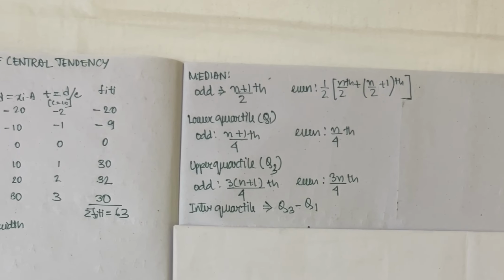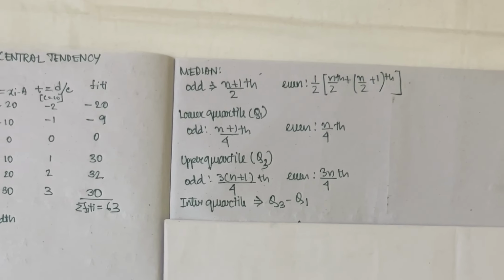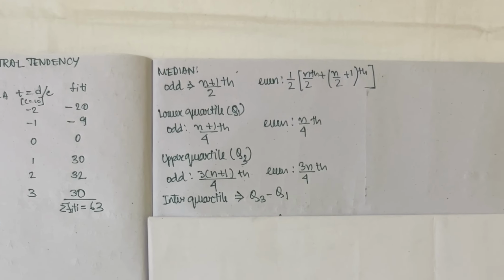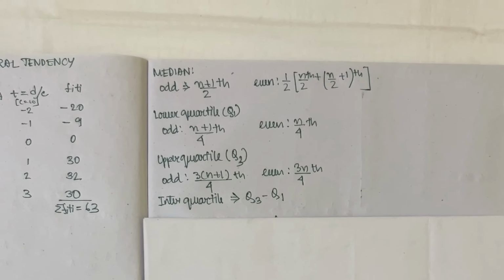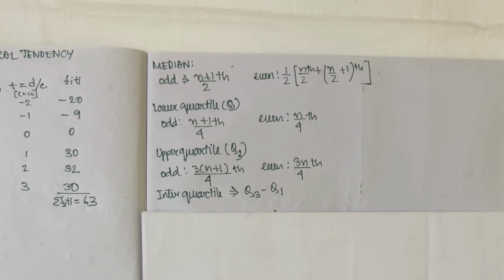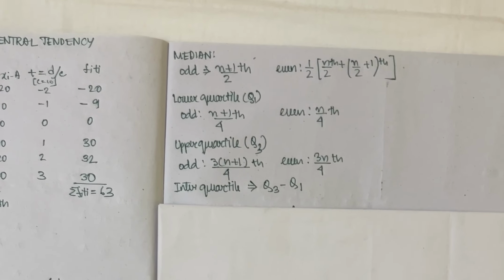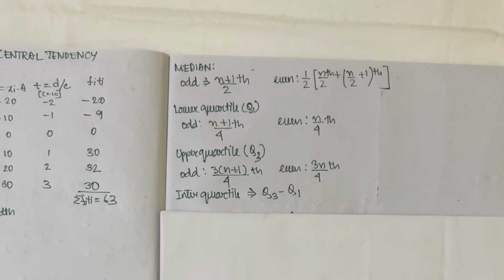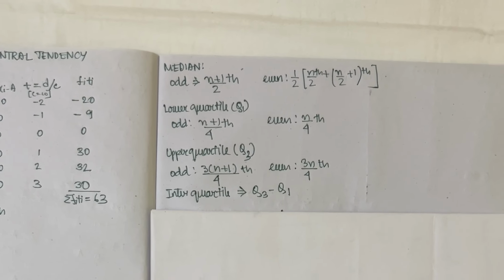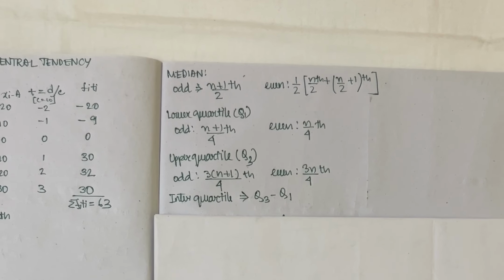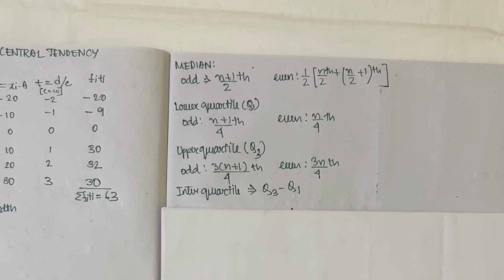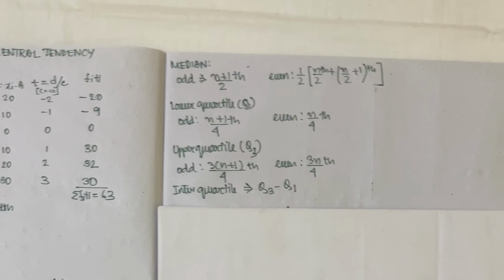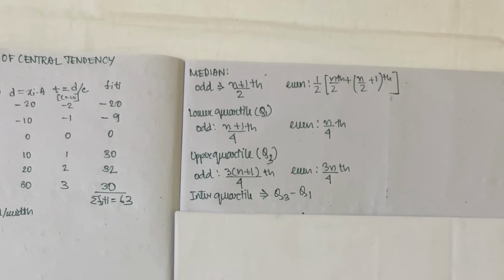Now for median, for odd values, it is the (n plus 1) by 2th term. For even values, it is half into the (n by 2)th term plus the (n by 2 plus 1)th term. These are the formulas. For lower quartile Q1, if n is odd, we do the (n plus 1) by 4th term, for even, the n by 4th term. For upper quartile Q3, for odd, 3 into (n plus 1) by 4th term, for even, the 3n by 4th term. Interquartile range means Q3 minus Q1.